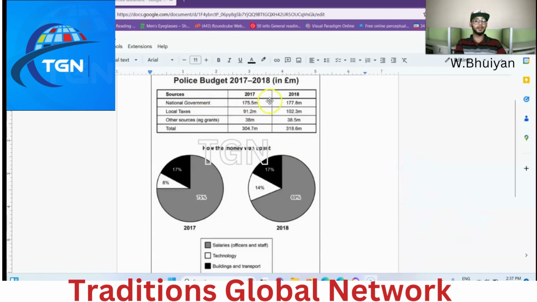So basically national government is going to be a sentence, okay? Local taxes is going to be a sentence, other sources is going to be a sentence, and total is going to be a sentence. There's going to be 4 sentences in my first paragraph, okay? 4 sentences. Now same thing goes for salaries. There's going to be a sentence for that, a sentence for technology, and a sentence for buildings and transport. So আমার total ধরতে পারি at least body paragraphs এর মধ্যে, in my body paragraphs হবে 8 sentences, 7 or 8 sentences I would say.